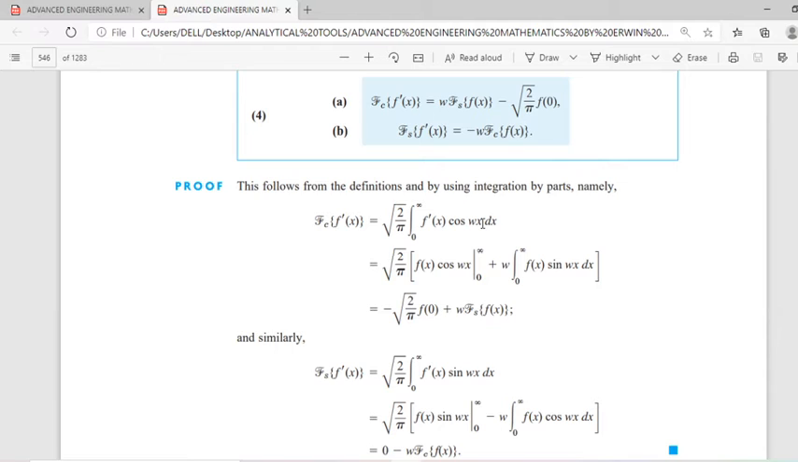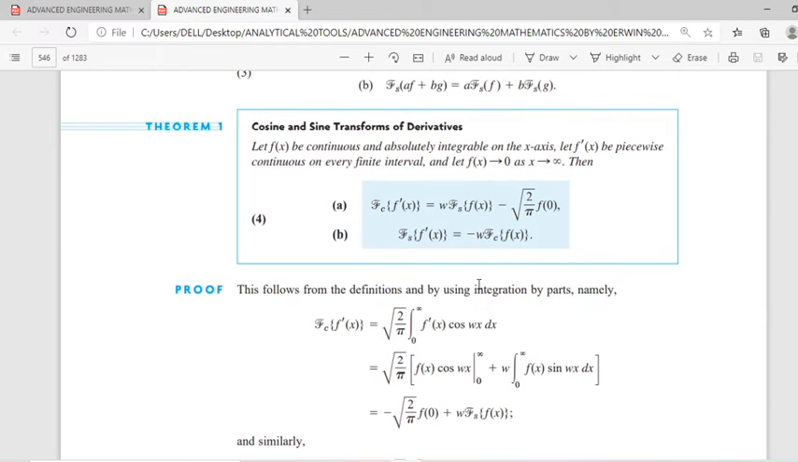So you will get minus root 2 by pi f of 0 plus w times the second term, which is nothing but w into the Fourier sine transform of f. If we substitute infinity, we are considering f of infinity is 0. We are assuming the existence of the limit. Since f of x tends to 0 as x tends to infinity, f of infinity will be 0. So we have only f of 0 here.